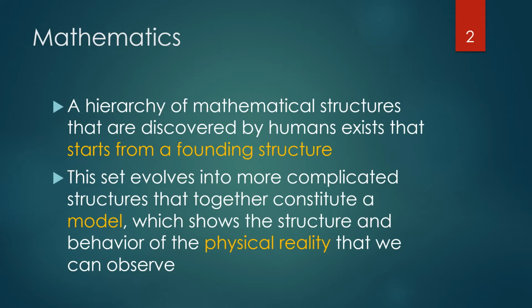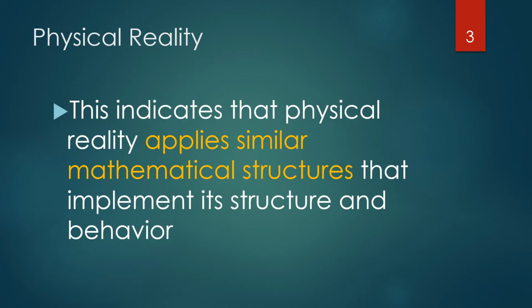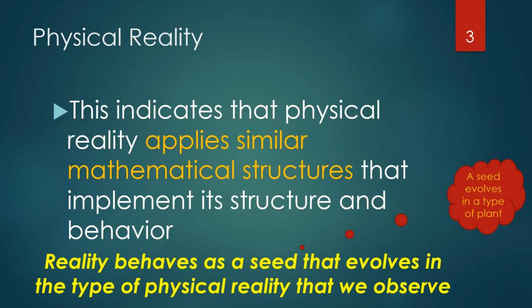A hierarchy of mathematical structures that are discovered by humans exists that starts from a founding structure. It evolves into more complicated structures that together constitute a model, which shows the structure and behavior of the physical reality that we can observe. This indicates that physical reality applies similar mathematical structures that implement its structure and behavior. A seed evolves in a type of plant. Reality behaves as a seed that evolves in the type of physical reality that we observe.